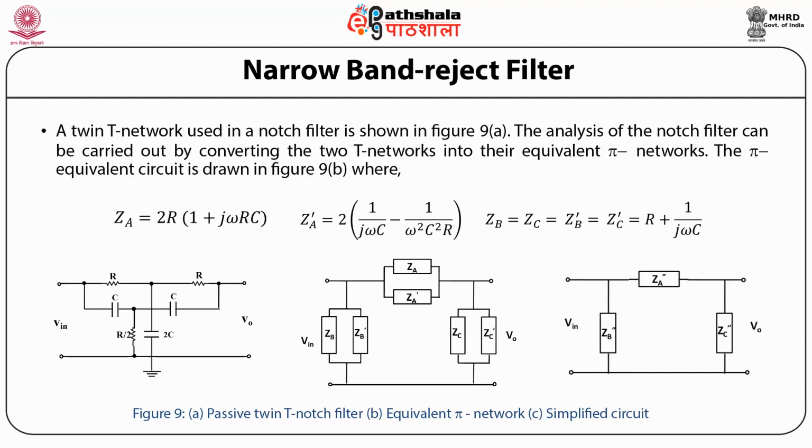The analysis of the notch filter can be carried out by converting the two T networks into the equivalent pi networks. The pi equivalent circuit is drawn in the figure where ZA equals 2R into within the brackets 1 plus j omega RC. ZA prime equals 2 into within the brackets 1 by j omega C minus 1 by omega square C square R, brackets close. ZB equals ZC equals ZB prime equals ZC prime equals R plus 1 divided by j omega C.